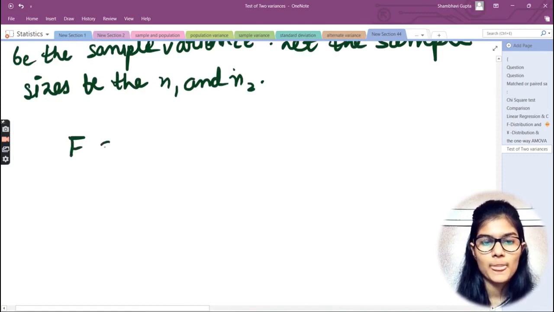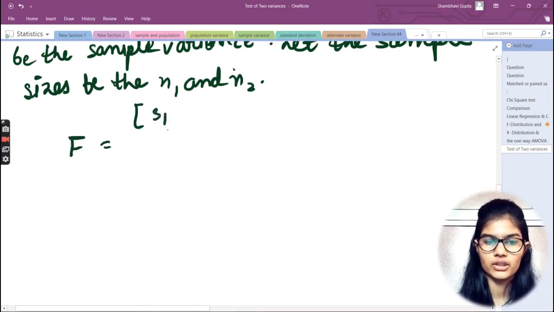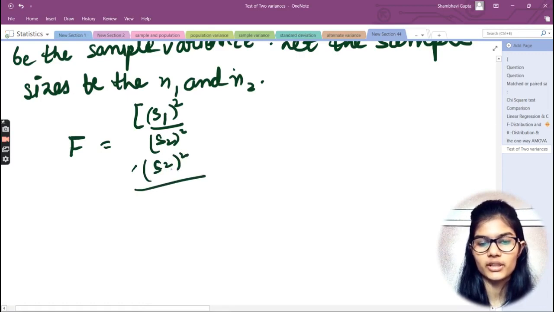So F is equal to, now we have N1, S1 and S2. It goes S1 upon S2, whole square, then we have the second one as well. S2 square divided by sigma 2 square.